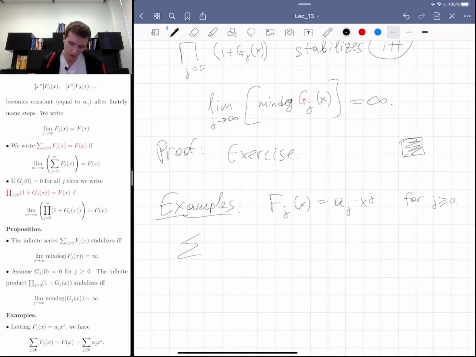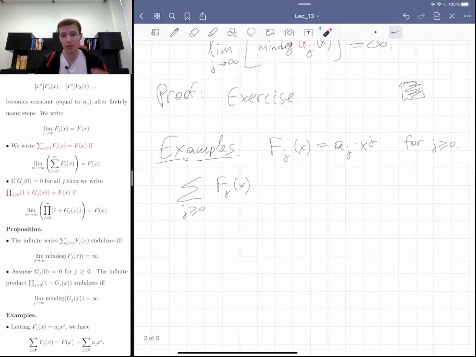Then I can take an infinite sum of f sub j of x, treating each of them as a formal power series. If I write down this infinite sum, I can use the criterion: the minimum degree has to go to infinity. Well, the minimal degree of f sub j of x is equal to j, which goes to infinity as j goes to infinity.